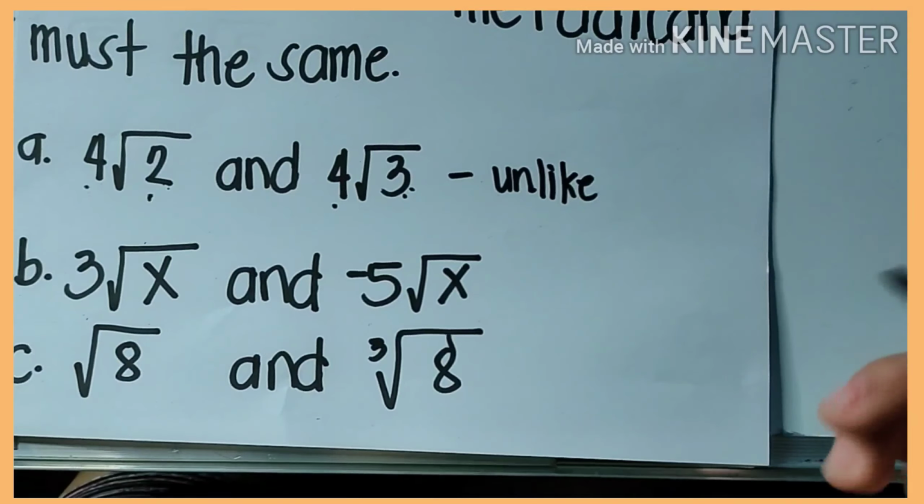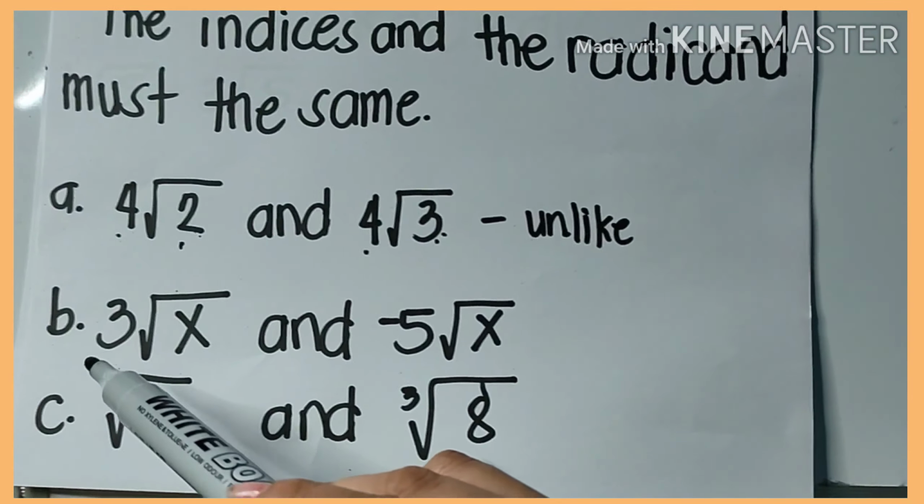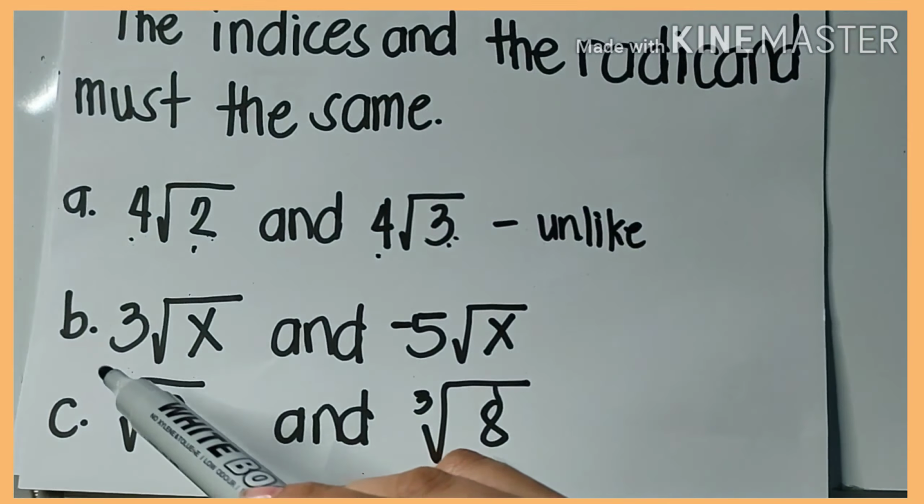Next, let's have another example. Letter B: we have 3 square root of x and negative 5 square root of x. Are these like radicals or unlike? These are like radicals, because we have square root of x; you only have to consider the radical expression. So do not worry if your numerical coefficient is not equal, just consider your radical expression.